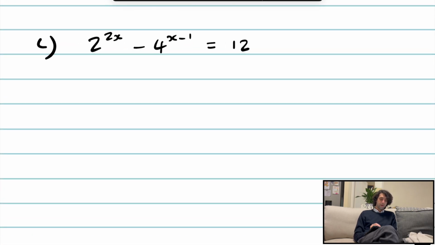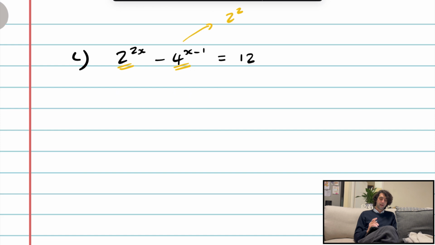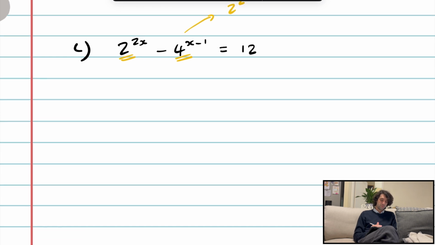Next up, I see that I have a 2 to the power of 2x. 2 is a prime number. I see I have a 4, which can be converted into 2 squared, is equal to 12. So I'm going to start with that. We're not going to jump the gun.